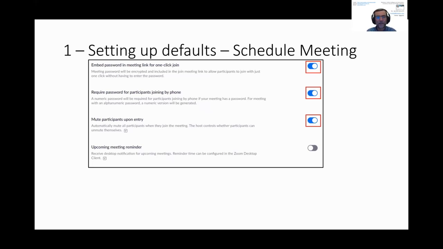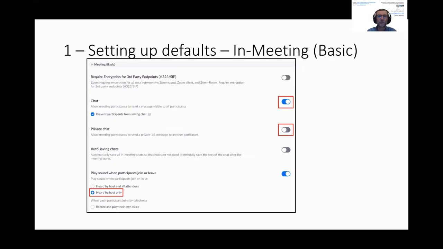Whilst I have the user's video switched on when they join, I mute the participants on entry. And this just stops it getting really, really noisy as people start joining in the meeting. They've got background noises going on and all that kind of thing. So we just set it to have them muted when they come into the meeting.